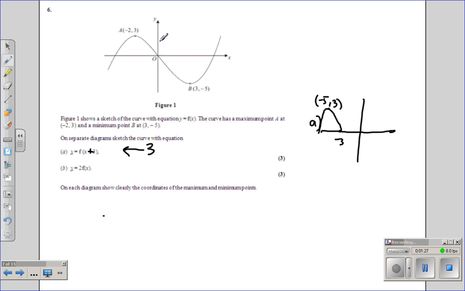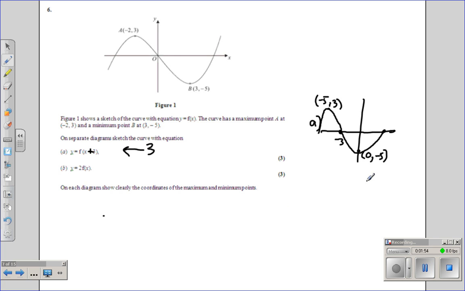This bit's here, the origin, that's here now. And then this minimum point, which was 3, -5, it's going to go back 3, so it's going to be right on the y-axis here. So this bit's here. It's still going to be at -5, but it'll be 3 backwards. So this one here is this one, and it's been moved along 3 places to the left.